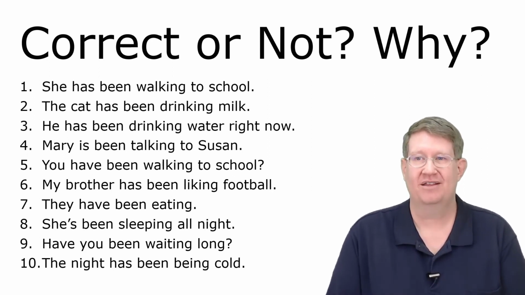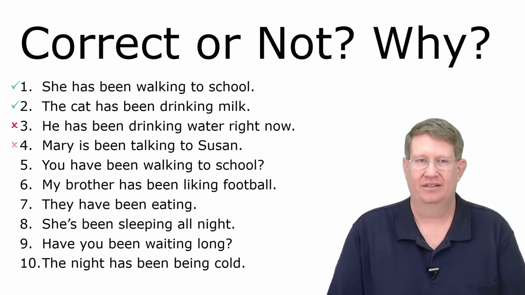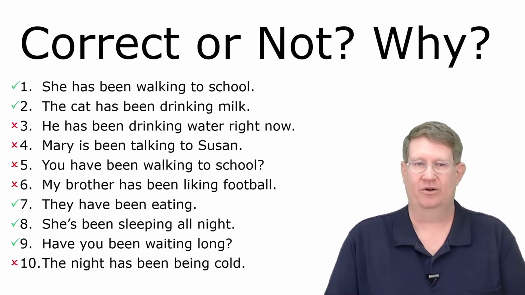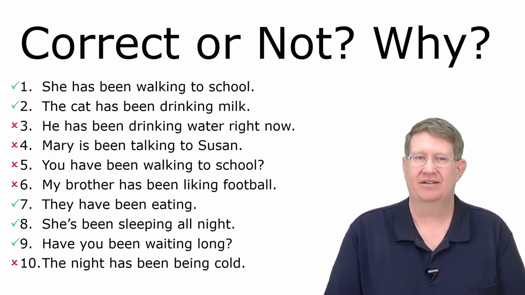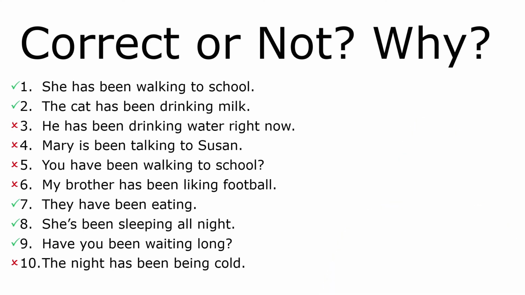Okay, so how do you think we did? Let's take a look. So some of these are correct, quite a few of them in fact, and some of them are not. Number 1, she's been walking to school, no problem. Number 2, the cat has been drinking milk, no problem. Number 3, he has been drinking water right now. Well, as soon as we add this right now, we've got ourselves a problem here. We can't add right now. He's been drinking water. If I absolutely have to have this right now part, then I would have to say he is drinking water right now. I'd have to use the present continuous.